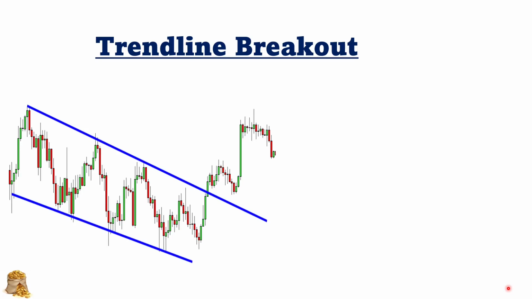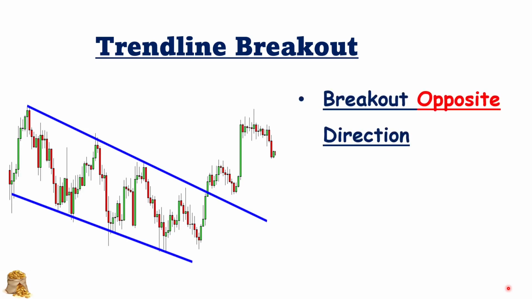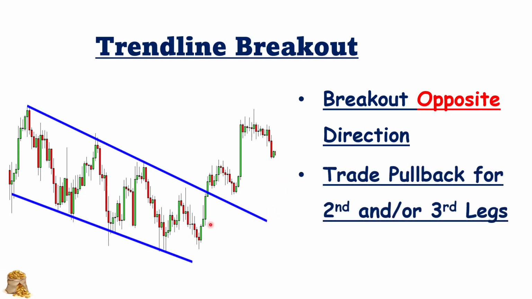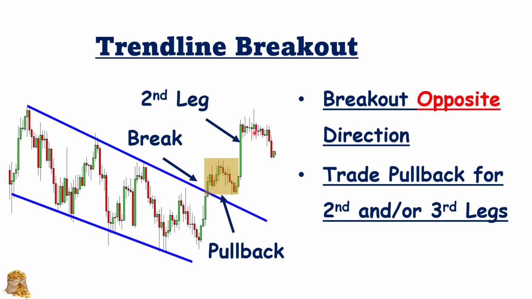Let's move on to the trendline breakout. There are two scenarios. The first scenario is the trend line will break out to the opposite of the trend direction. For example, here, we have a downtrend, and then we have a breakout, and then it goes upward. So in this case, first, when the price breaks out of the trend line, we wait for the pullback, and then we trade the second leg up, or we trade for the third leg up.